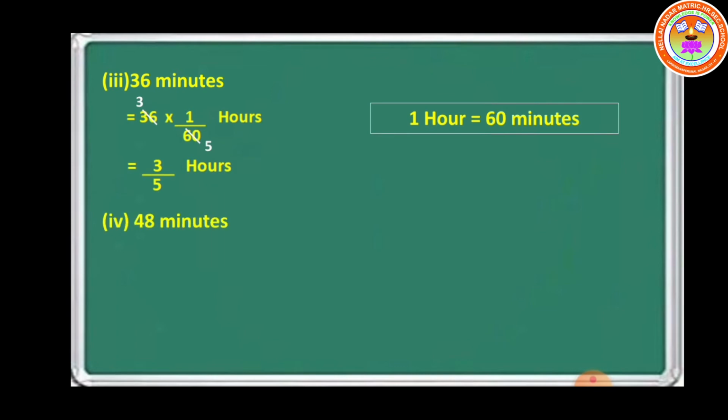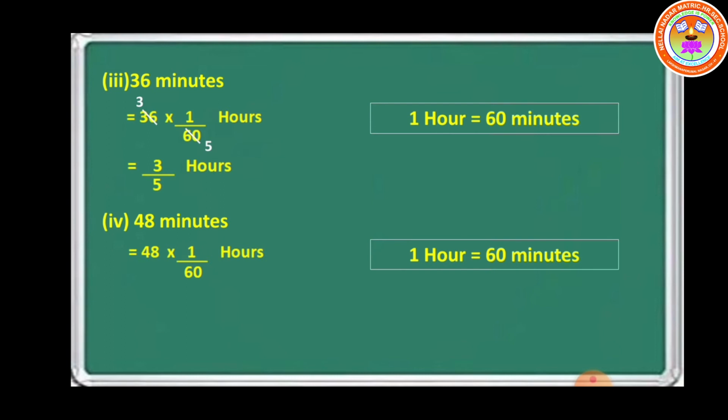Next subdivision, 48 minutes. Since we know 1 hour is equal to 60 minutes, 48 minutes can be replaced by 48 into 1/60 hours. By using 12 table, 12 4s are 48, 12 5s are 60. So our answer will be 4/5 hours.